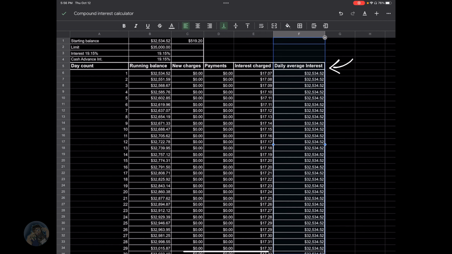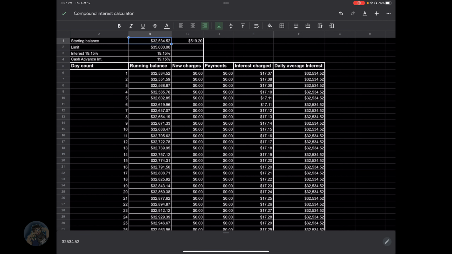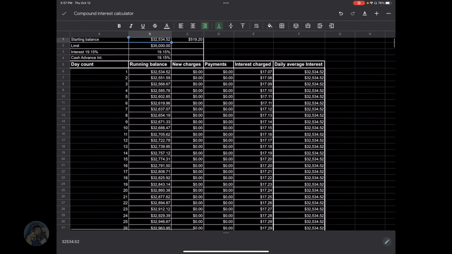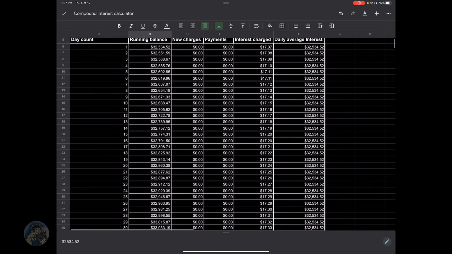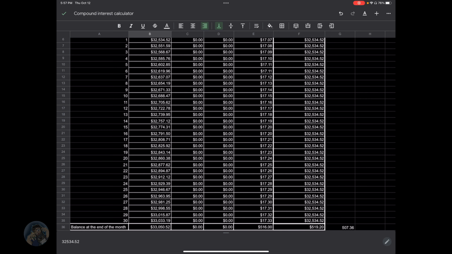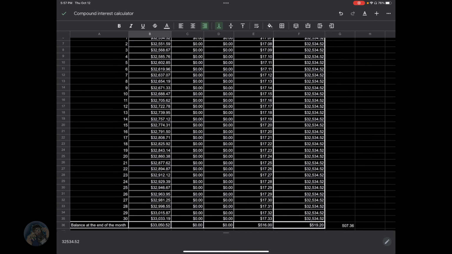So this last column would be the daily average. Meaning if your balance was $32,534.52, and you didn't add any new charges and didn't make any payments for the entire billing cycle, which in this case is 30 days. So we put the billing cycle in this very first column, the day count. The beginning of the cycle is 1, goes all the way through 30, and assuming under column F you didn't make any additional payments, didn't charge anything, and didn't have any late fees, this is how they would calculate that interest.